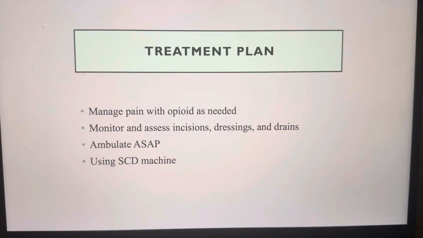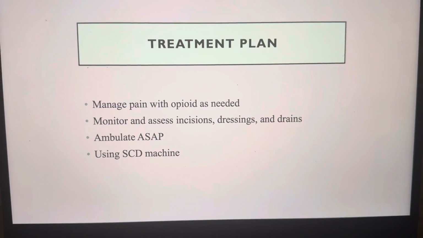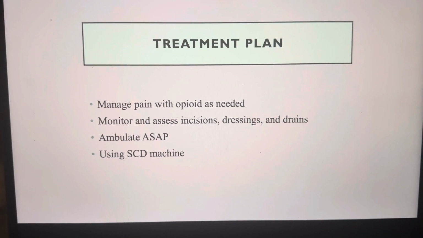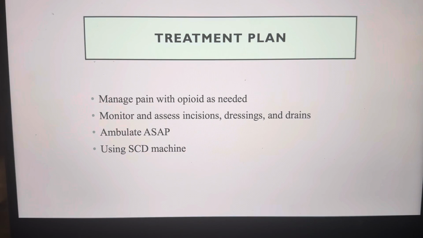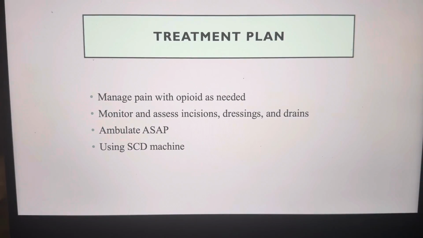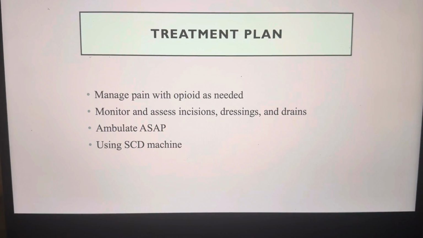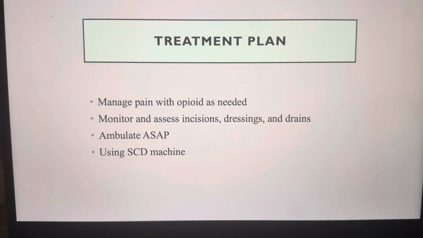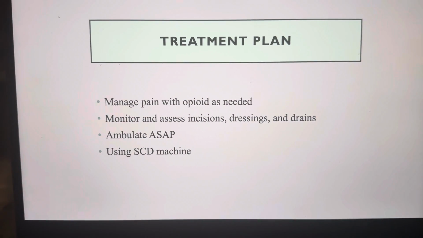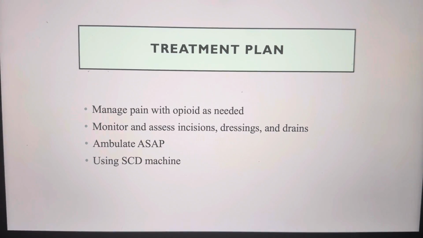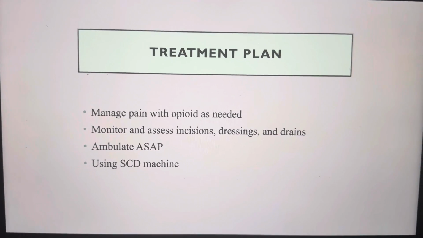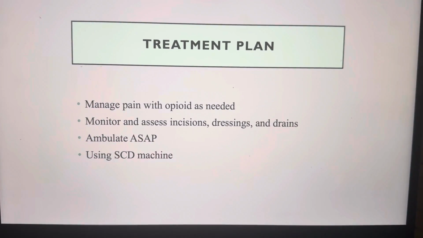Treatment plan for this patient includes managing her pain with the opioid that was prescribed as needed, monitoring and assessing her incisions, dressings, and drainage from her drains. And it was very important to ambulate this patient as soon as possible, and she was also using the SCD machines to prevent deep vein thrombosis as well.